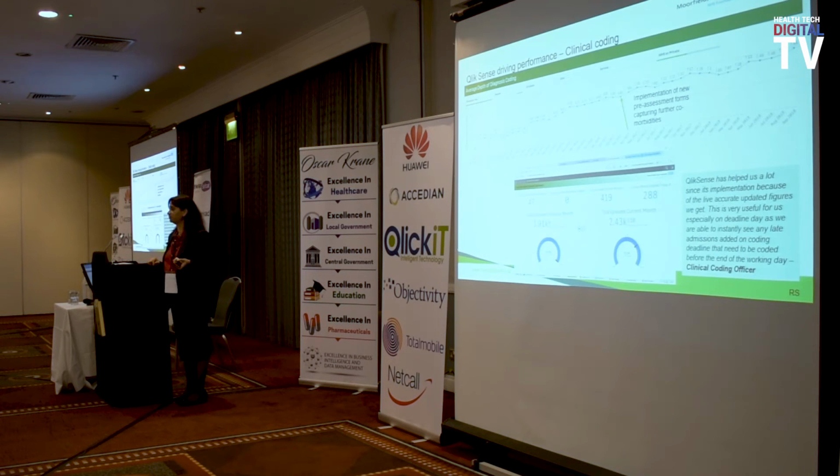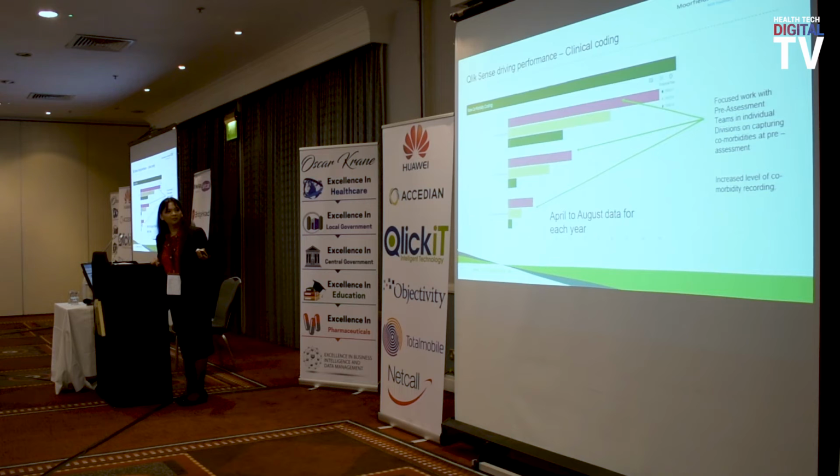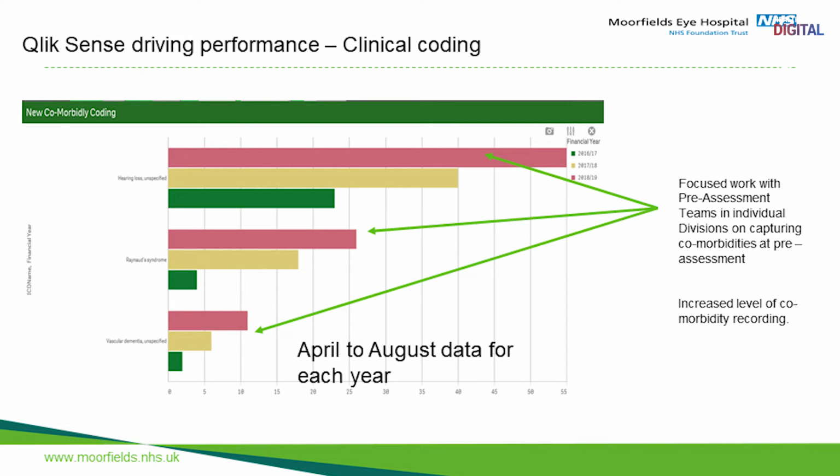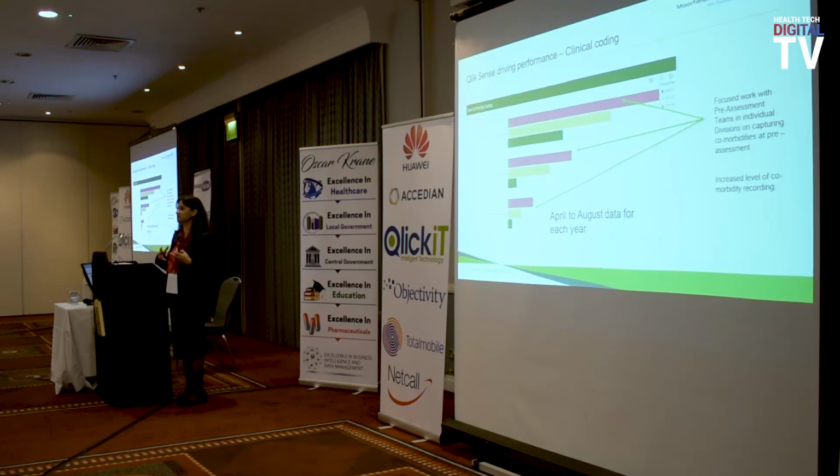So we have a couple of reports available for our coding team, A, on looking at the depth of coding, and B, on looking at measures like missed admissions, uncoded episodes, so that they can keep track of how well they're doing with the coding. That's just a slide demonstrating how we've improved on comorbidity recording for 3 particular comorbidities, although there's a long list of them. There was a huge exercise to make sure those comorbidities were collected at pre-assessment stage, and we were able to monitor the uptake of that.